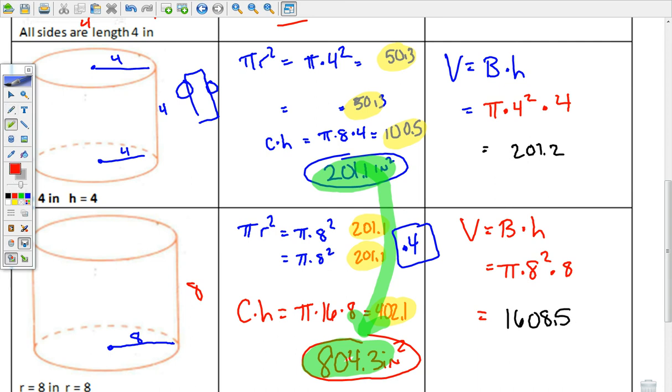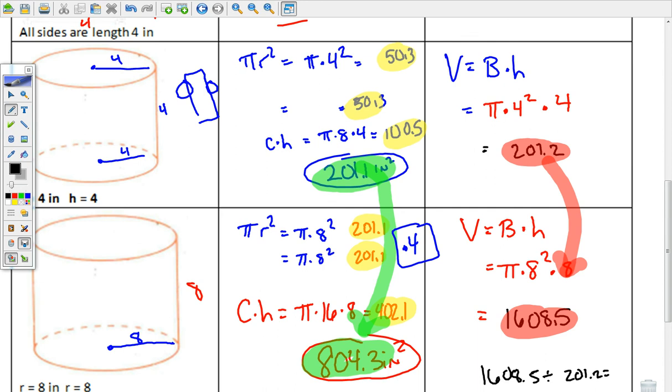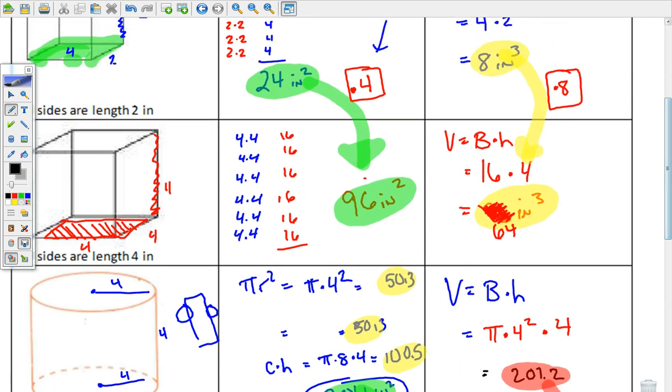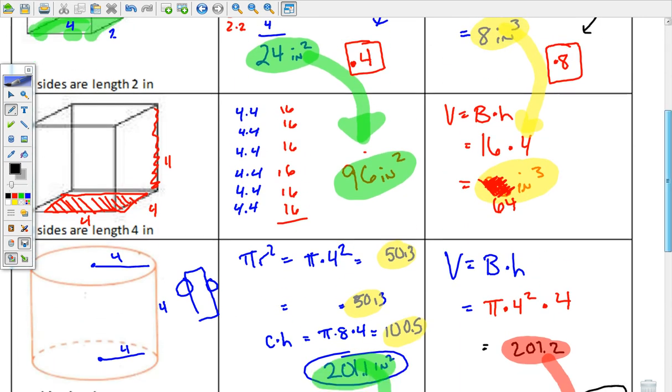So what's the relationship between those two numbers? How much bigger is it? It's a lot bigger, actually. If you divide 1608.5 by 201.2, you actually get about times 7.99 or something like that, about times 8 again. So you can see that when we're doubling the dimensions, the volume is actually being multiplied 8 times.